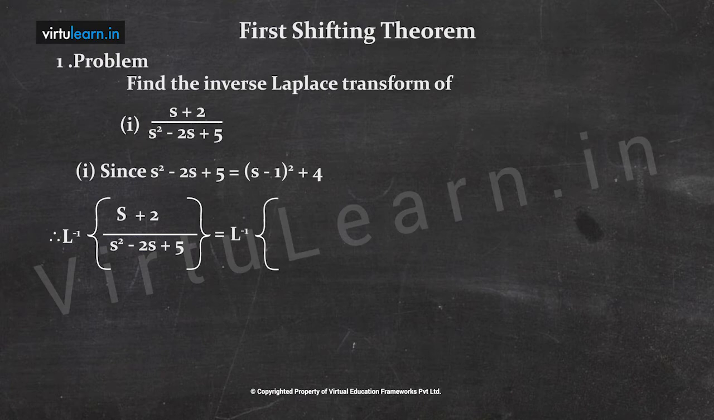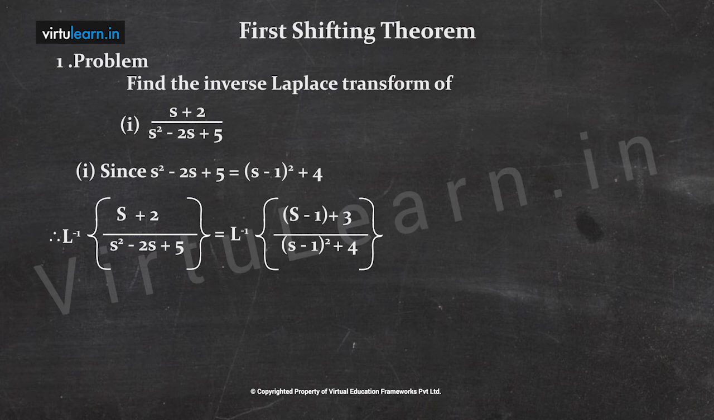L inverse of (s minus 1 plus 3) by (s minus 1) whole square plus 4. This s plus 2 can be written as s minus 1 plus 3. Why should I write s plus 2 as s minus 1 plus 3? Because the denominator contains s minus 1, the numerator also you should convert in terms of s minus 1. Then only we can apply the first shifting theorem.